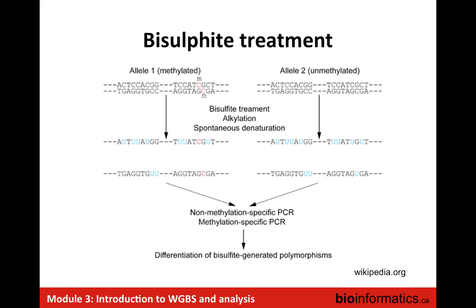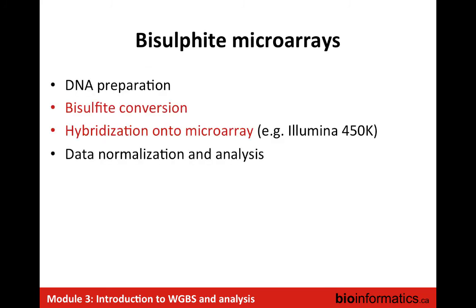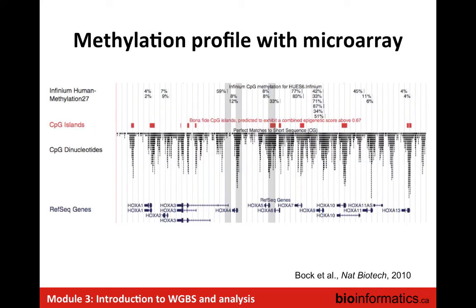So you have, at the location of various CpGs that could be methylated or unmethylated, probes, and then it's very similar to any standard microarray analysis. You're just looking at the differential signal between the two probes. So you have data normalization and analysis that's not unlike regular microarrays. The only difference here, again, is that you're doing this bisulfite treatment, and then you hybridize.